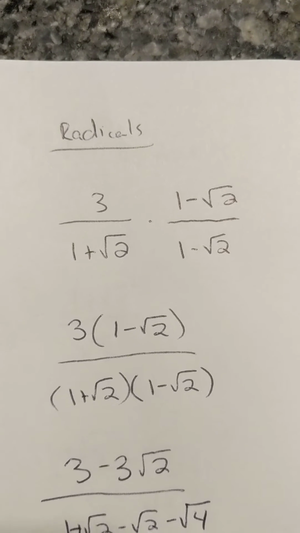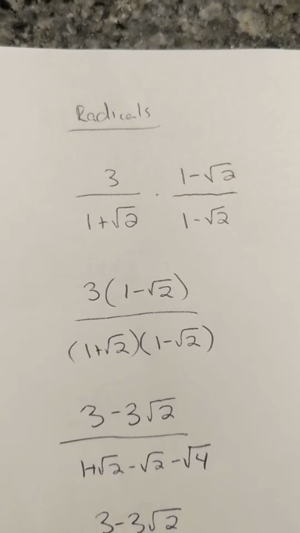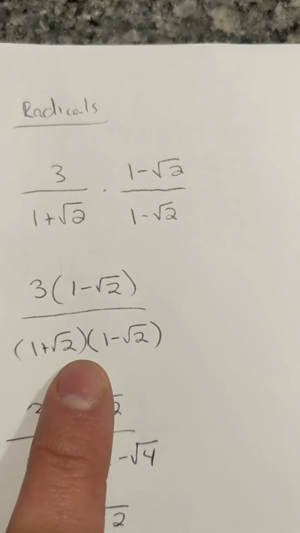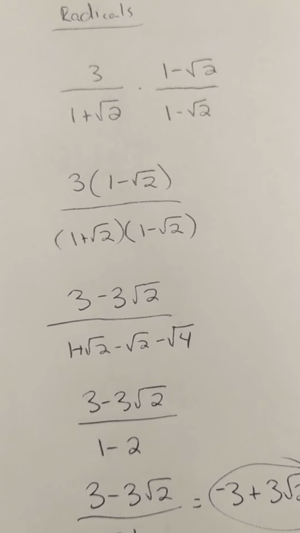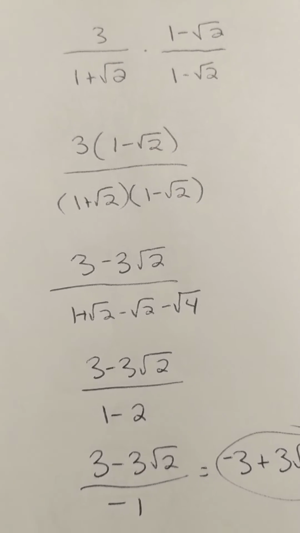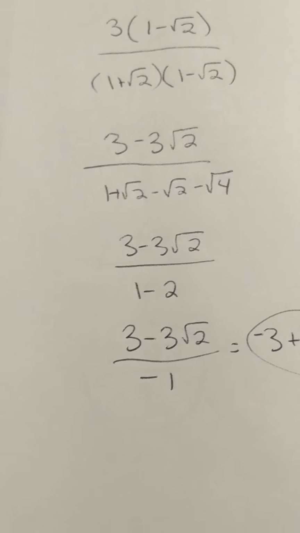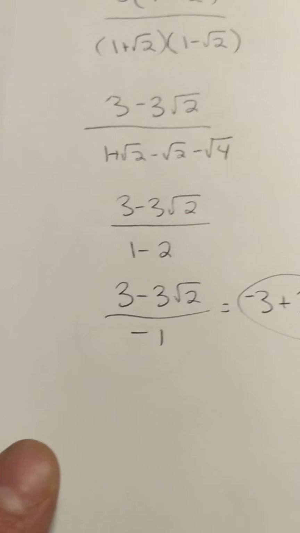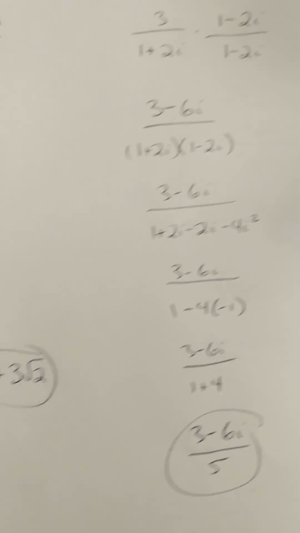So instead of 1 plus root 2, the conjugate is 1 minus root 2. I'm only changing that symbol in the middle because when I distribute, I'm going to have a positive root 2 and a negative root 2, and those root 2's will go away. And then the square root of 4 is just 2, so 1 minus 2 is negative 1. And then I divided by negative to get negative 3 plus 3 root 2. I'll accept this answer as well, but technically that is the more simplified version.